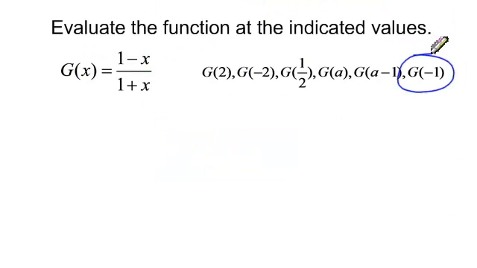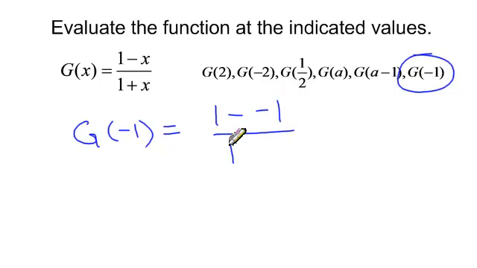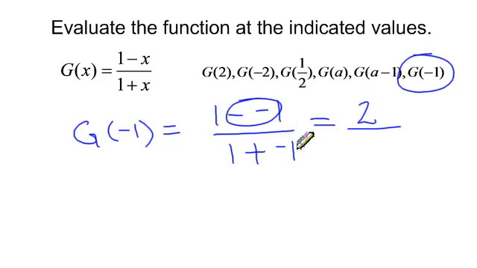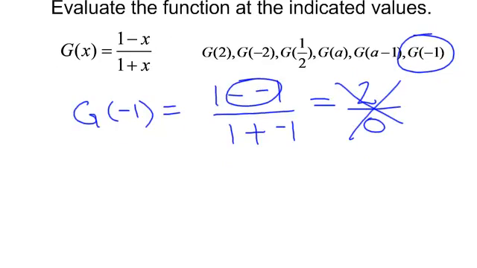The last problem, I'm looking for g at -1. So I will plug in -1 wherever I see x. So I have 1 minus x, which happens to be a -1, over 1 plus x. So it'll be 1 plus a -1. In the numerator, a minus and a negative become a positive. That will be 2. In the denominator, 1 plus a -1 is 0. I cannot have 0 in the denominator. That is undefined. So g at -1 is undefined because we ended up with 0 in the denominator.